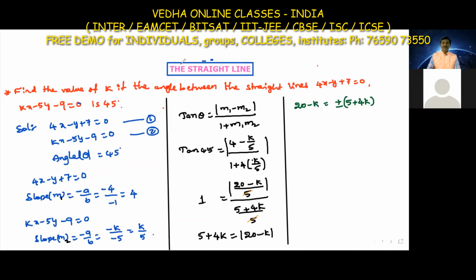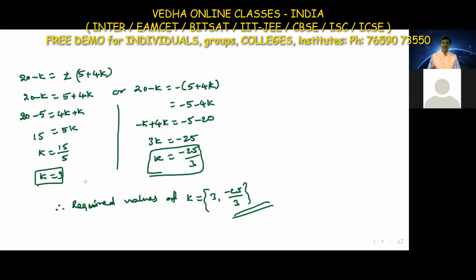Okay, so what formula did we use here? Here we use the slope formula: slope is equal to minus a by b. And one more formula: tan theta is equal to mod of (m1 minus m2) by (1 plus m1 m2). We use these two formulas and simplify. Finally we get the value of k equal to 3, and one more value of k is 25 by 3.